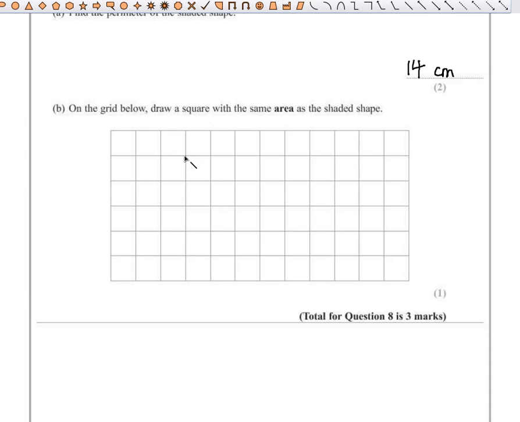If you can't remember it, I would experiment, but remembering that a square has the same length, size as height, so it must be 3 centimeters across and 3 centimeters up. If you do not draw a square but it still has 9 centimeter area, you will not make the mark because the question is very clear by saying draw a square. It's a 1-mark question, so be careful.